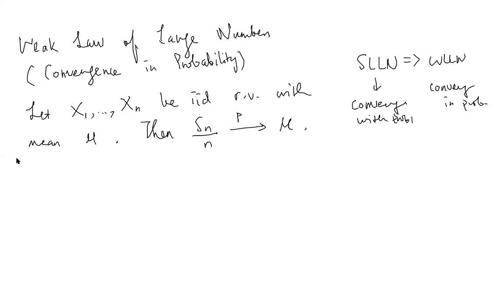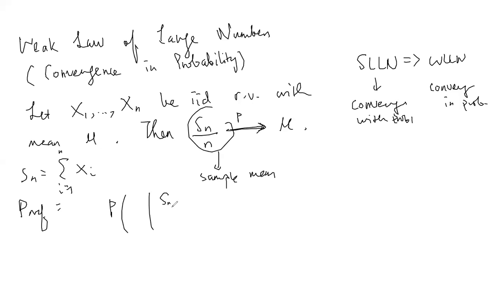Let X1, X2, until Xn be IID random variables with mean mu. Of course your Sn is the sum. Then this is the sample mean, right? Then the sample mean converges in probability to the population mean. Yeah. The proof is very simple.